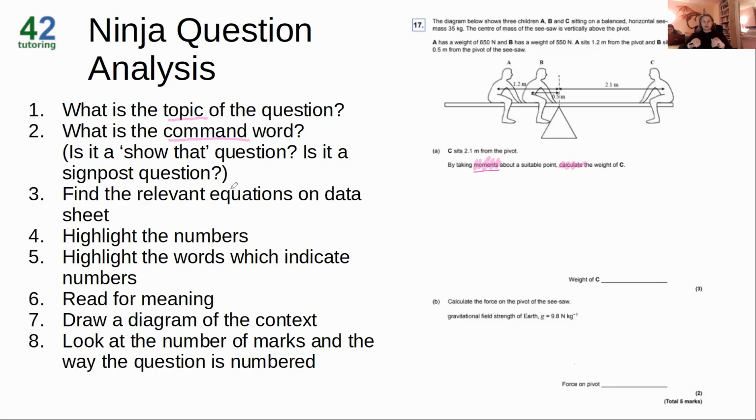Right, now, having done 1 and 2, the next thing that I recommend you always do is get out your data sheet and open it at the relevant equations. So the relevant equations for moments would be the Newton's laws bit, the mechanics bit of your data sheet. And I'm hoping, fingers crossed, certainly my students ought to have a data sheet right next to them right now.